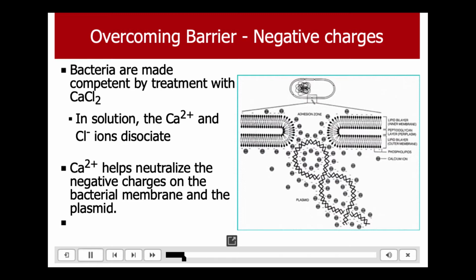We make bacteria competent by treatment with calcium chloride. In solution, the calcium ions and the chloride ions dissociate. The positively charged calcium ions help to neutralize the negative charges that are found on the bacterial membrane and the plasmid. You can see in the diagram to the right, the gray circles are the positively charged calcium ions masking the negative charges on the phosphate backbone of the plasmid, as well as the lipids on the plasma membrane.